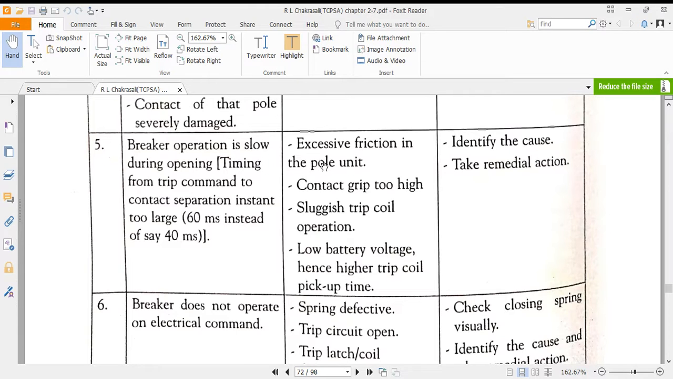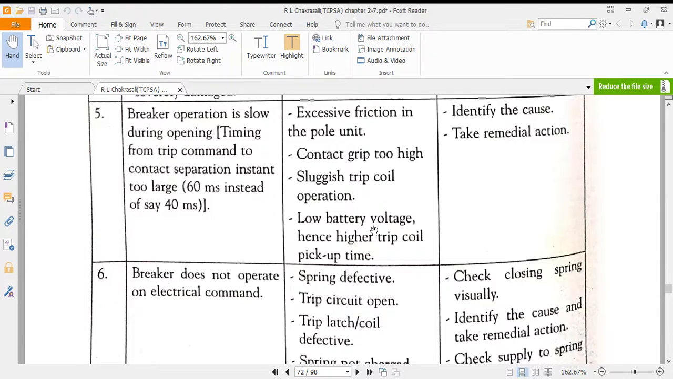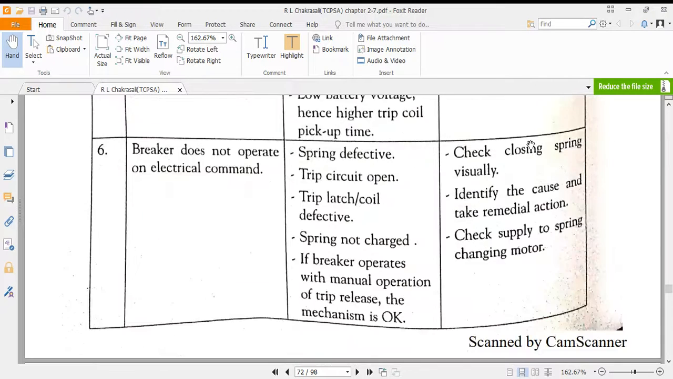For this, possible reasons may be excessive friction in the pole unit, therefore it is unable to open, contact grip too high, or sluggish trip coil operation. Yes, trip coil operation is sluggish, or it has become old and needs to be replaced. Low battery voltage. Yes, it needs to have a proper voltage so that the trip coil operates at the proper pickup time. So identify the cause and take remedial action.